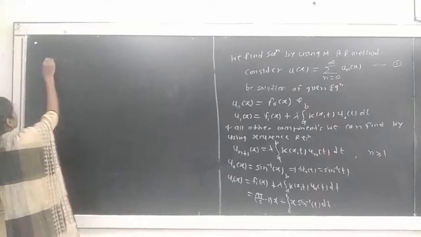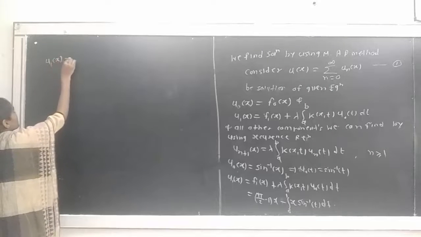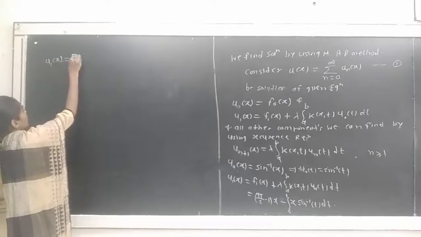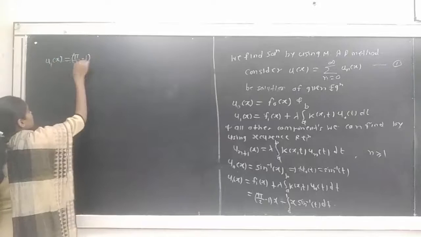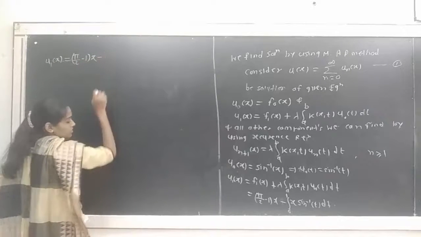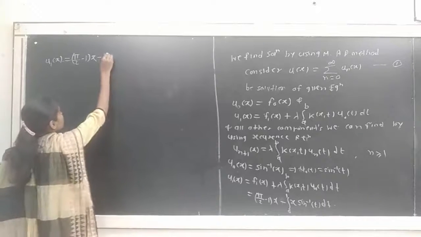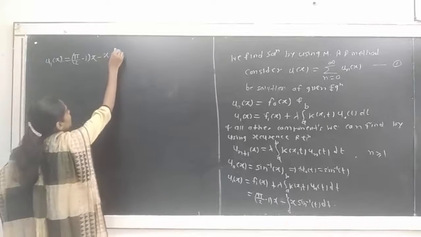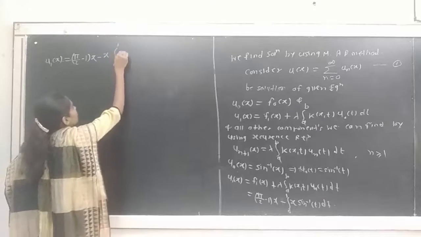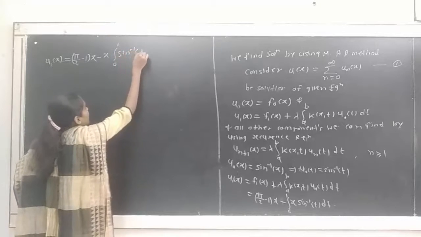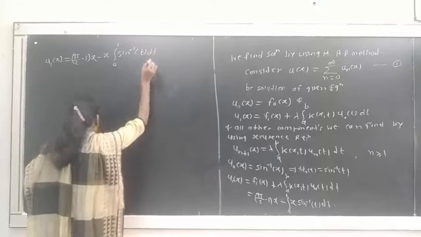So we get u1 of x is equal to pi by 2 minus 1 into x, minus, where x is constant with respect to t, therefore we take it outside the integration, then integration 0 to 1, remaining only sine inverse of t into dt.